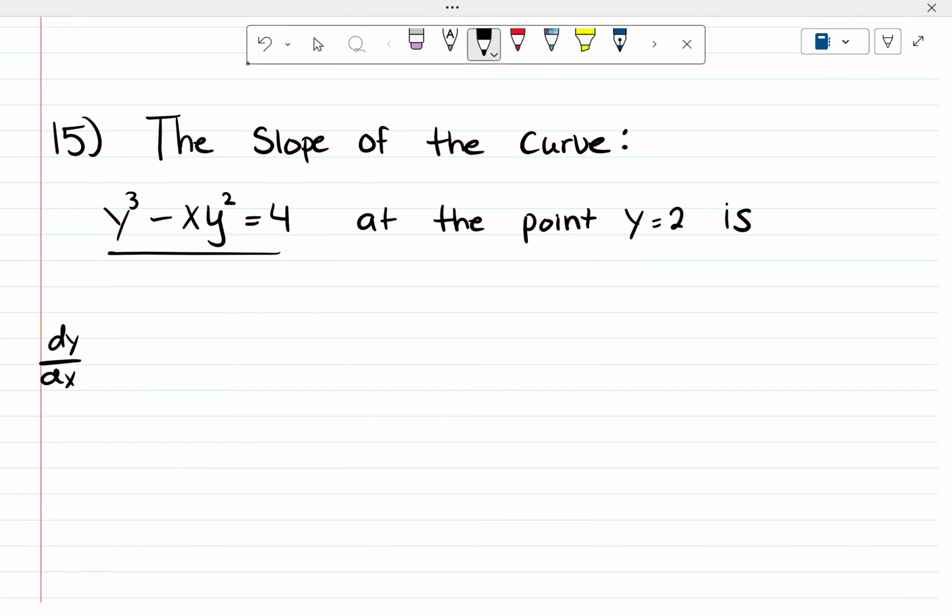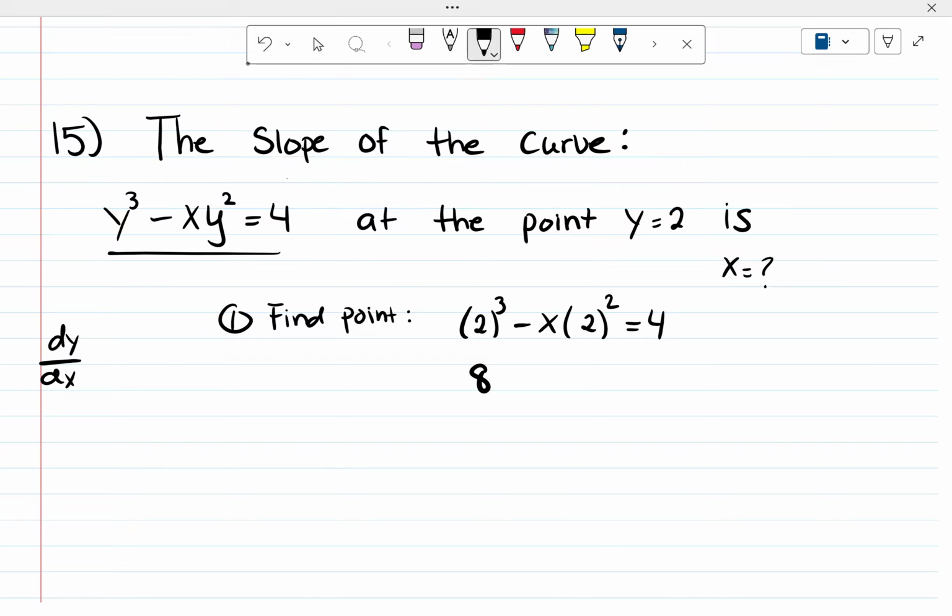What do we need? First, what we need is an actual point. Do we have a point or a coordinate? Not exactly. They tell us that y equals 2, but we don't know what x is, right? So that's the first thing I'm going to find. I'm gonna use this and replace y with 2. So it's gonna be 2 cubed minus x, and then y is 2 squared equals 4. So 2 cubed is 8. And then 2 squared is 4. And then you have a negative x, so that's negative 4x equals 4.